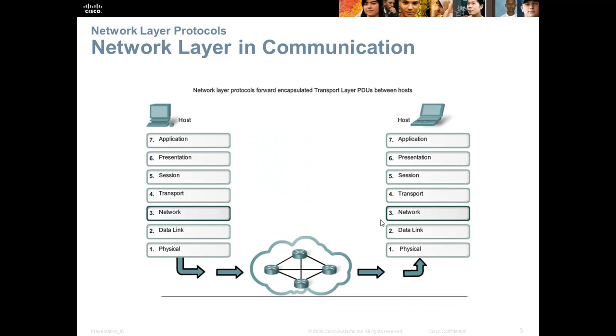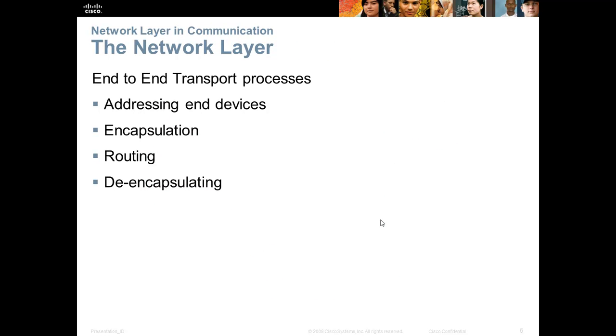At the network layer, we encapsulate our frames and add IP address information so we can correctly deliver the packets to the correct hosts. The network layer is in charge of our end-to-end transport processes. This involves addressing end devices, our encapsulation by adding those IP addresses to the frames, routing by taking a look at the destination IP address, and the de-encapsulation where we strip off the IP address at the receiving end, take a look at the frame, verify our MAC addresses, and continue to send to the other layers.